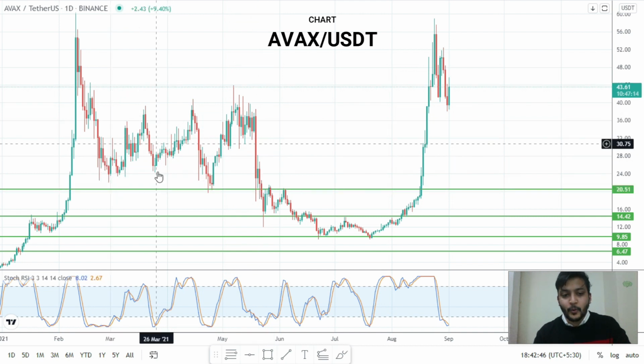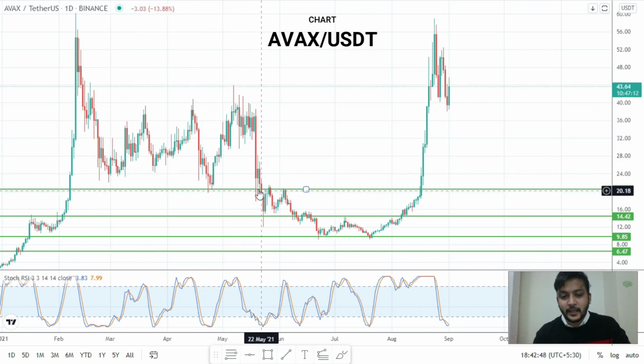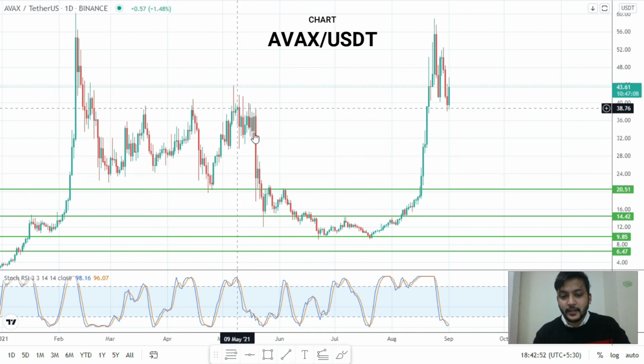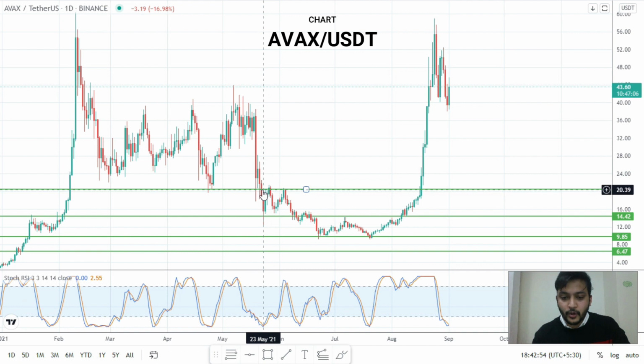So whenever the support is being revisited so many times, it tends to become weaker and weaker, and finally on the fourth attempt, this support was broken and it went down towards the 14.4 or the $15 region, and it traded for a while between the $14 to $20 region, and even the $14 support was broken and it went back towards the lower support of $10 region.